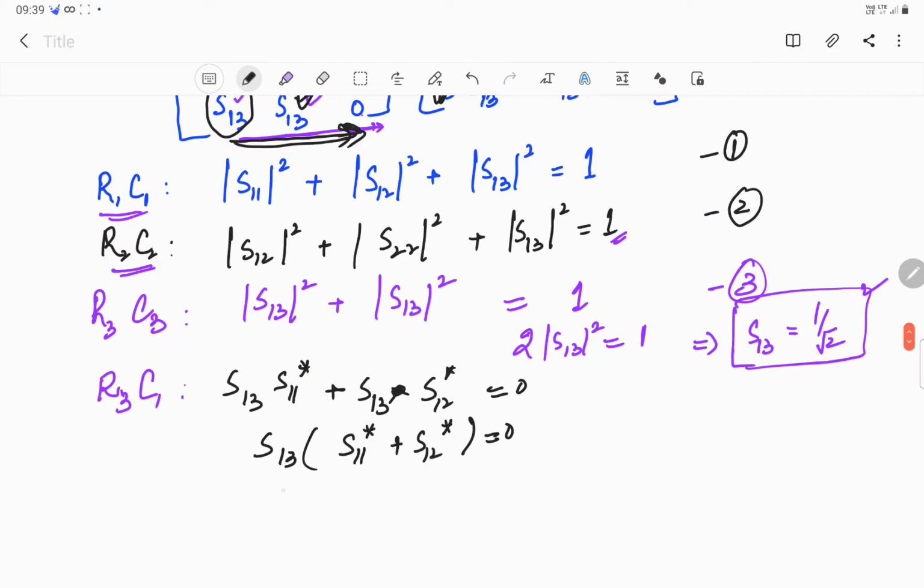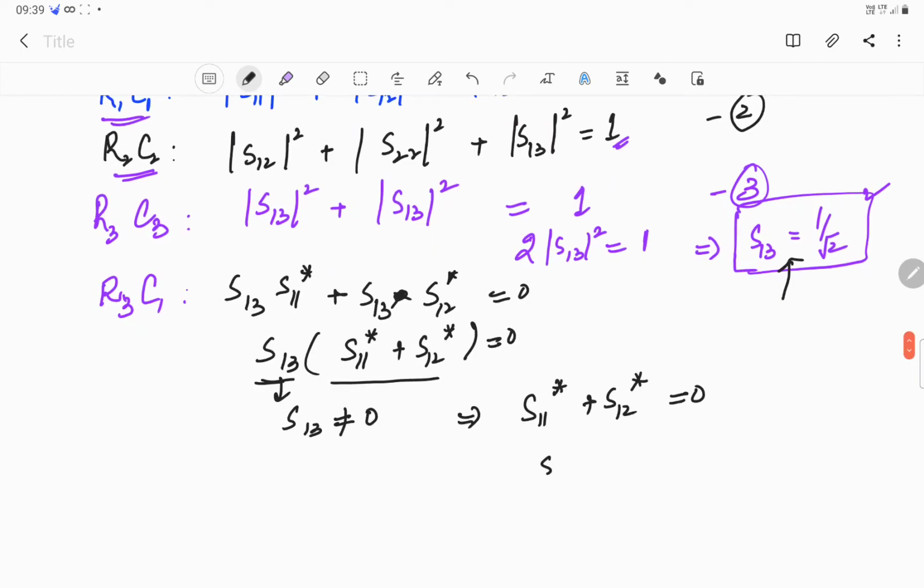The product of these two quantities is 0. Either S13 has to be 0 or S11 star plus S12 star is 0. But we have seen S13 cannot be equal to 0 because S13 is 1 by root 2. So that means S11 conjugate plus S12 conjugate is equal to 0, which means S11 is equal to minus S12.